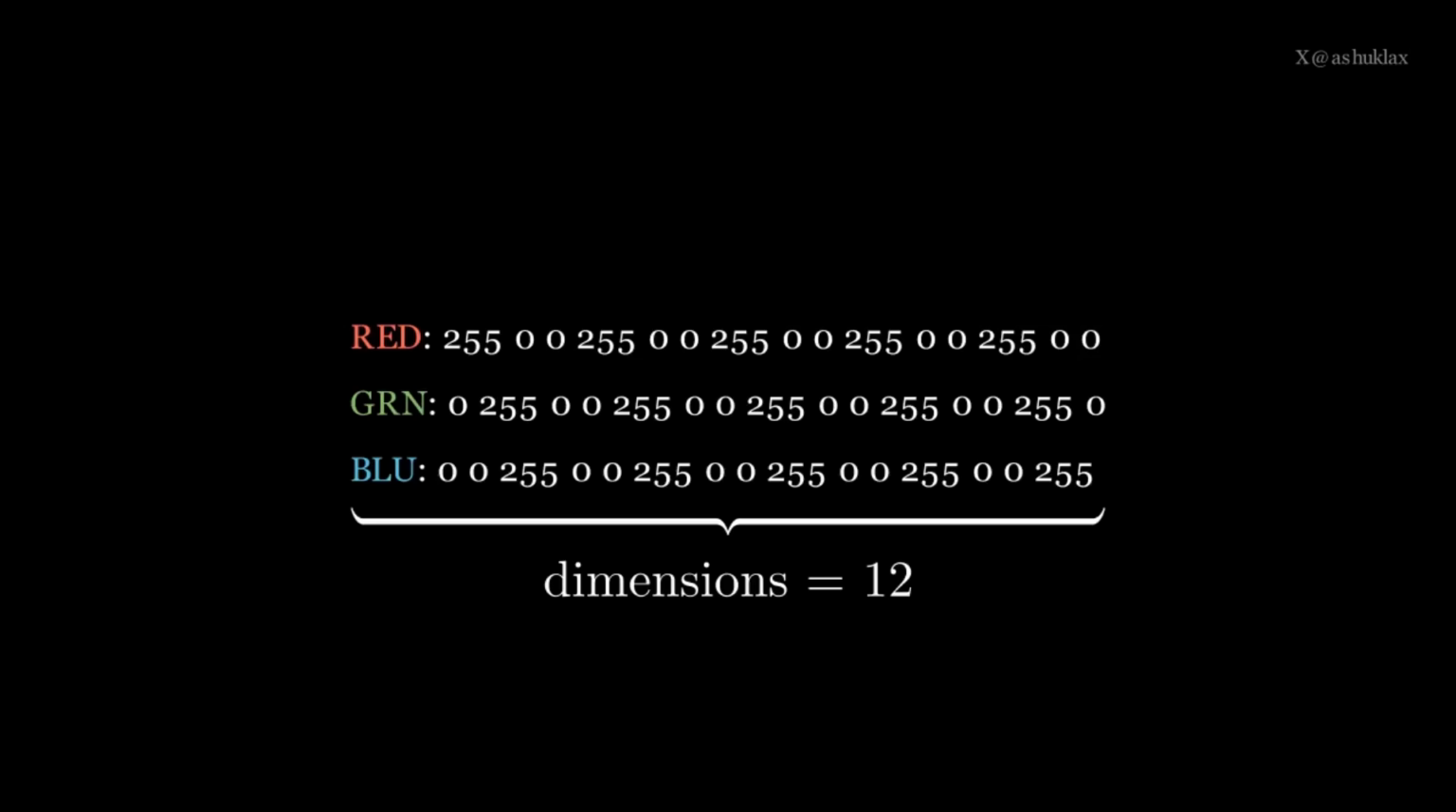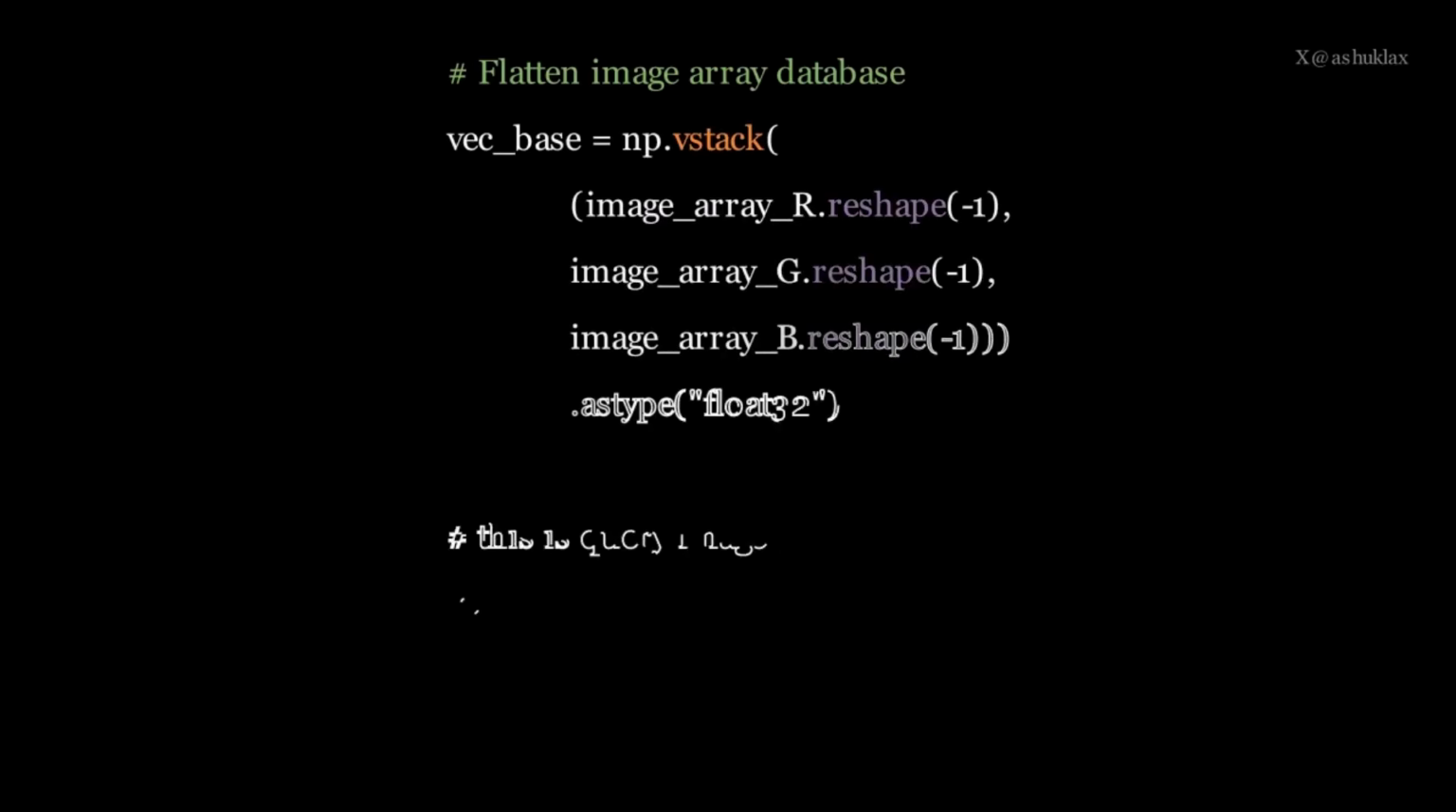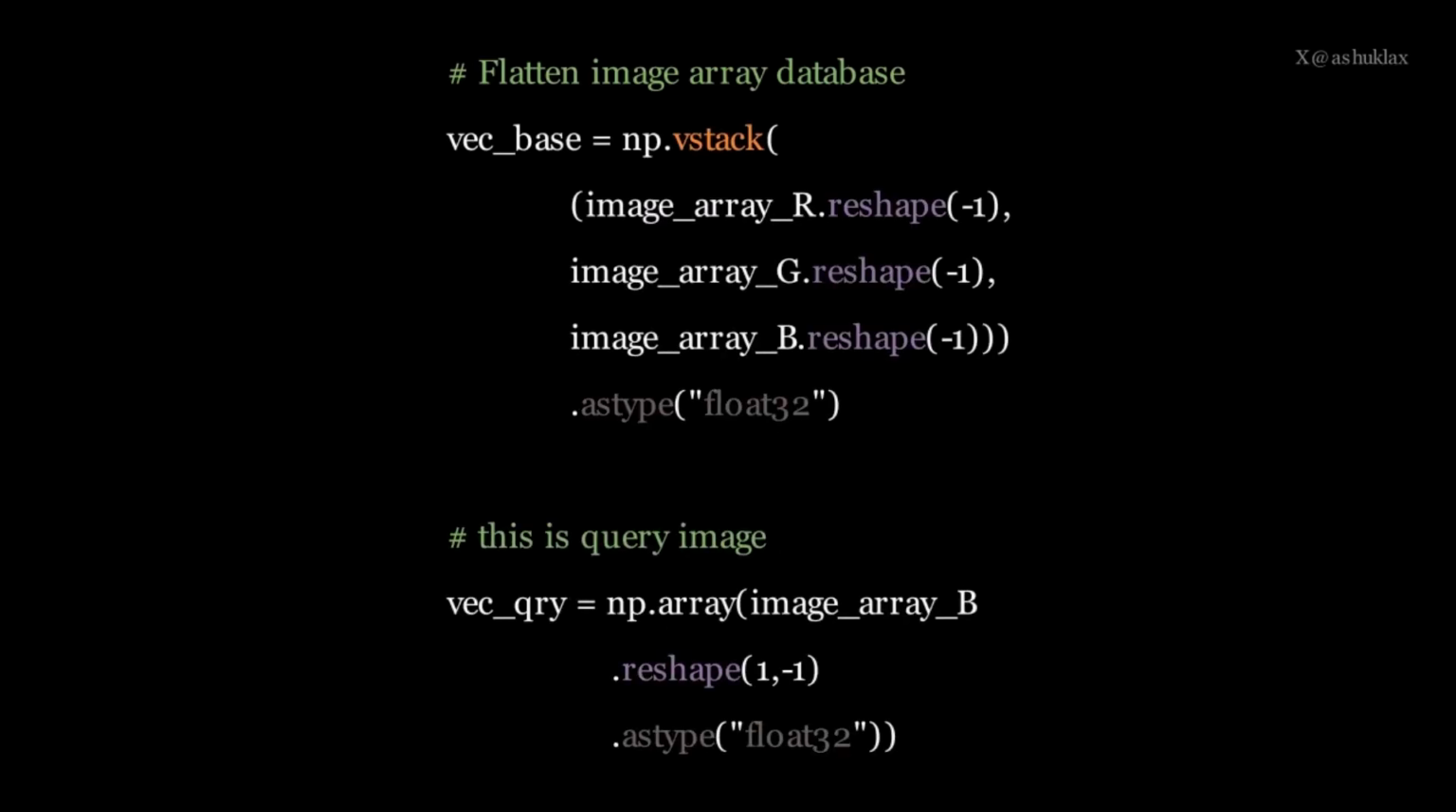Now that we understand how images are stored as vectors in memory, let's write the code together. First, we'll flatten and stack the red, green, and blue channels of an image into a single array called vec_base. This array will serve as a compact representation of our image data. Next, we'll flatten the blue channel of a query image into a separate array called vec_qry. Think of the vec_base array as a tiny FAISS database containing vectors of all 3 images. The vec_qry vector represents the image you want to search for within these 3 images.